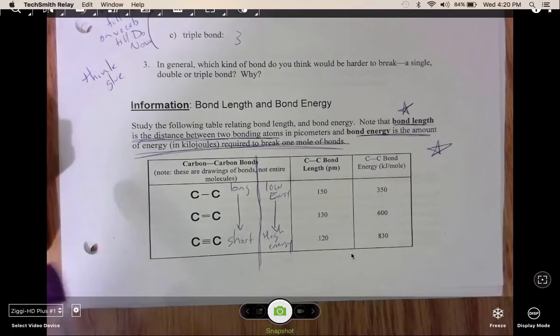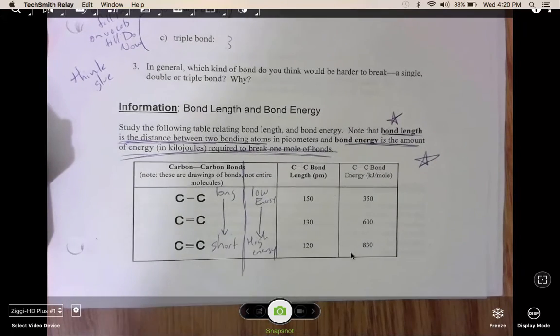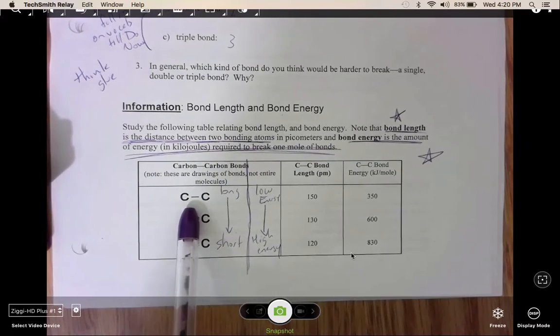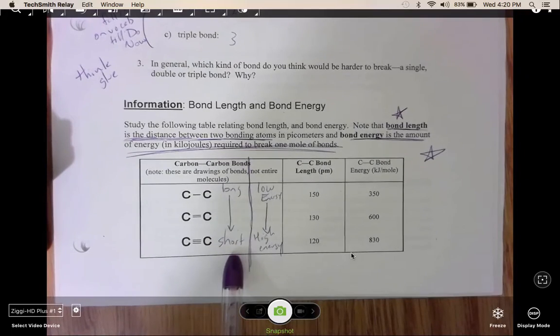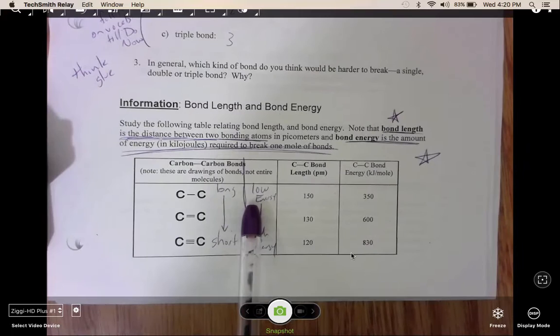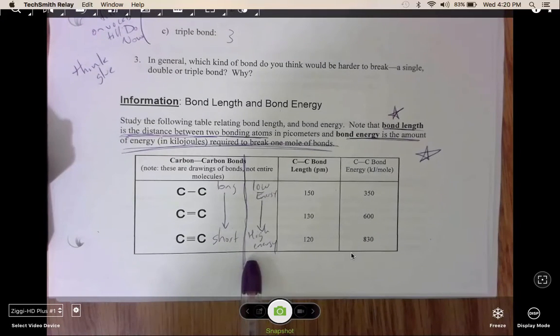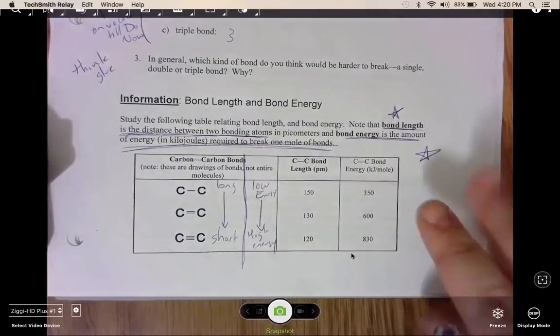One thing that you need to know is this table. You don't need to memorize these numbers, but you will need to know the trend. You will need to know that a single bond is the longest, and then as you go down to a triple bond, it gets shorter. You will need to know that single bonds start with the lowest energy, and then as you go down to a triple bond, it has higher energy.